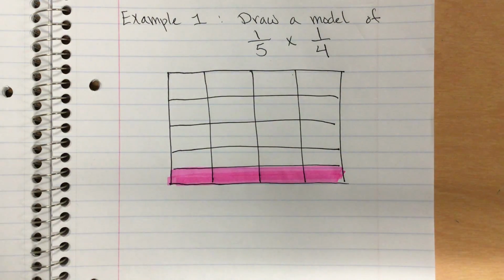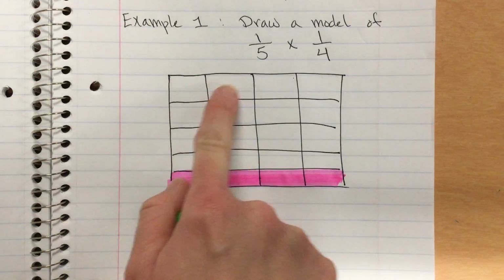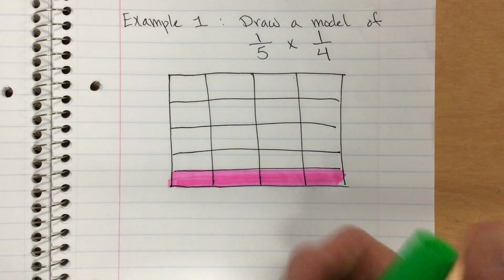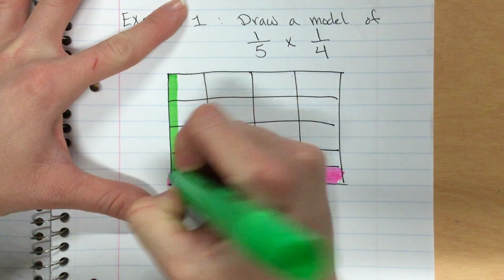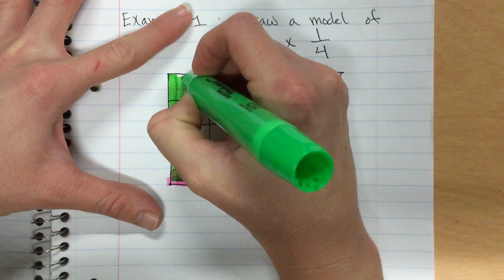Now we need to represent 1/4. I have my 1, 2, 3, 4 columns. We're going to shade 1 out of the 4 to represent 1/4.